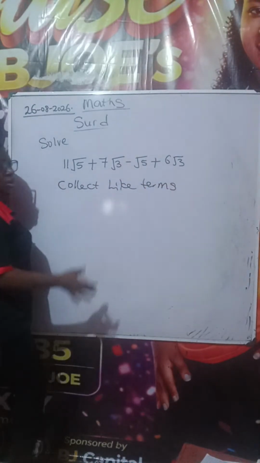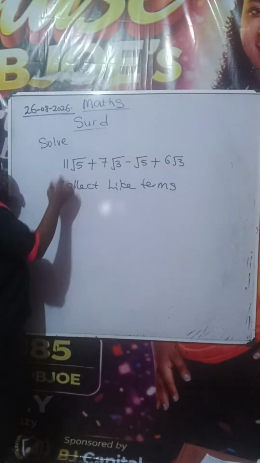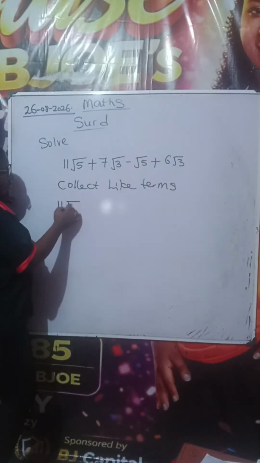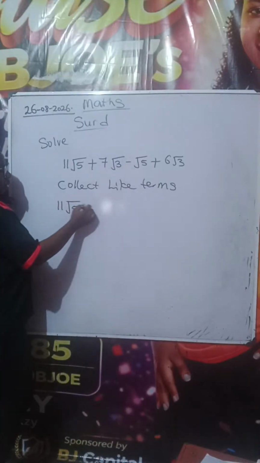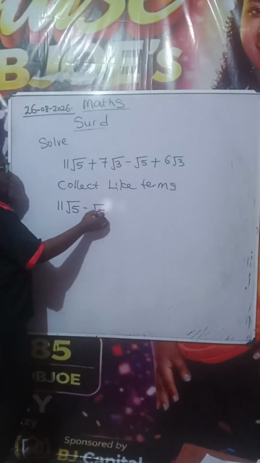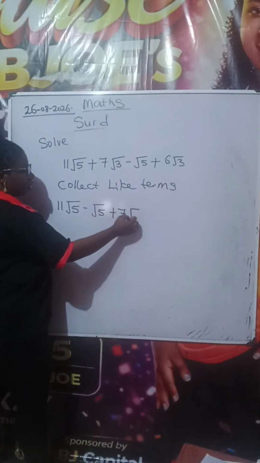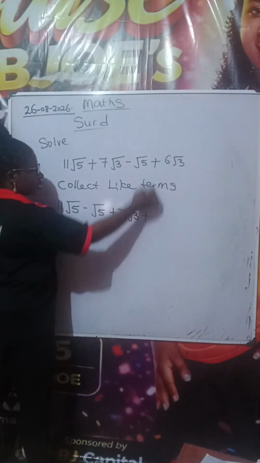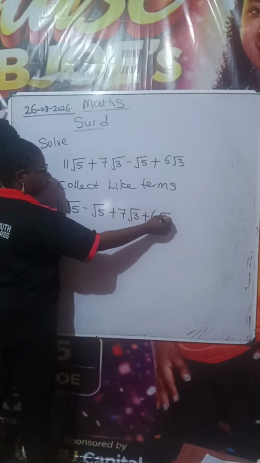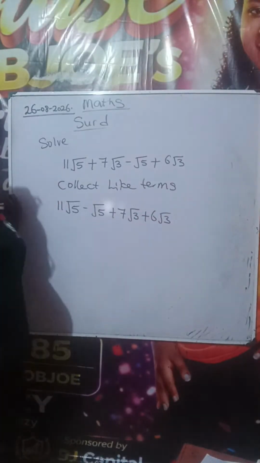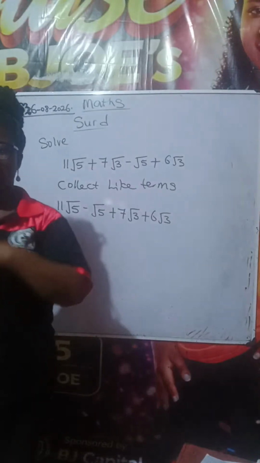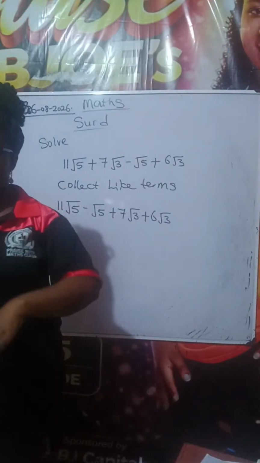Now it means that all the ones of root 5 will come together. So we have 11 root 5, then minus root 5, then take this one plus 7 root 3, then plus 6 root 3. Now you can see that we cannot subtract, we cannot add.